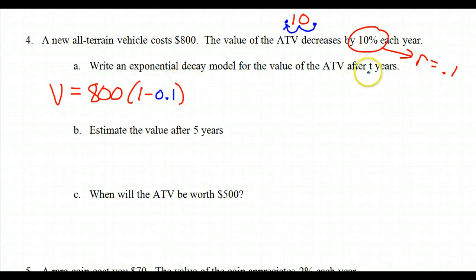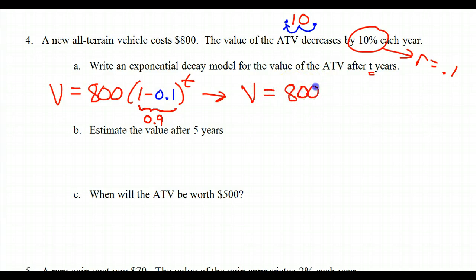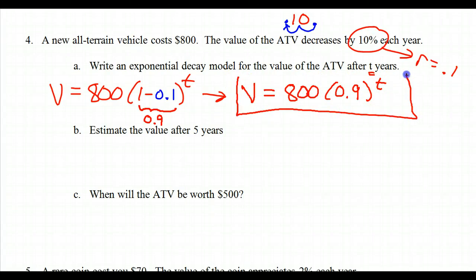Okay, to the power of time, t years. So go ahead and do the 1 minus 0.1, which of course should be 0.9. So this is going to become, the value model will be 800 times 0.9 to the t power.